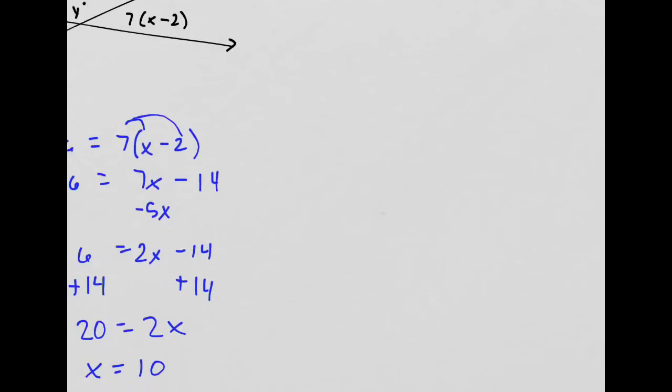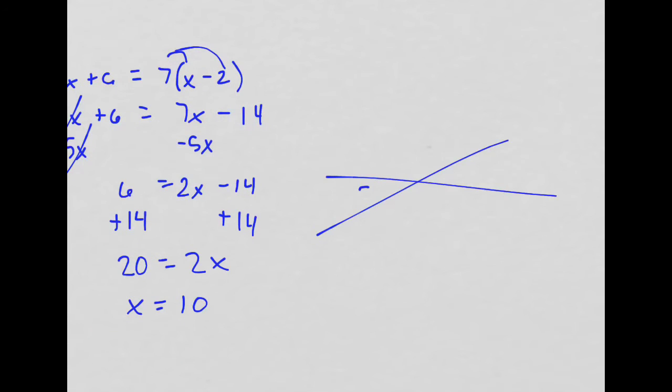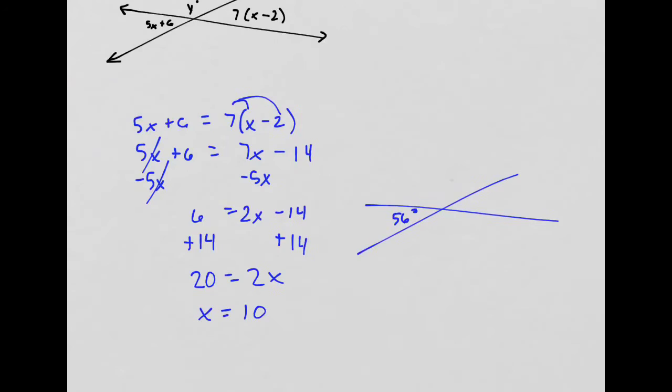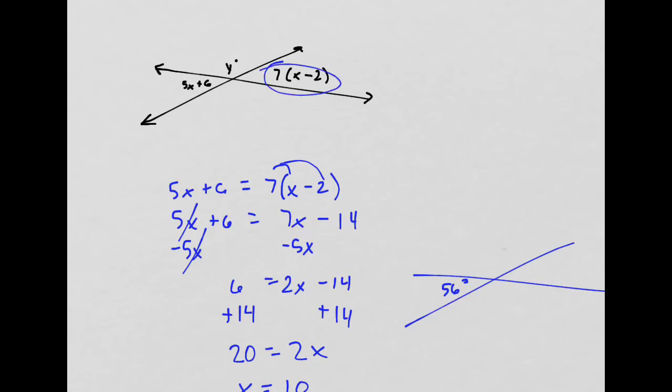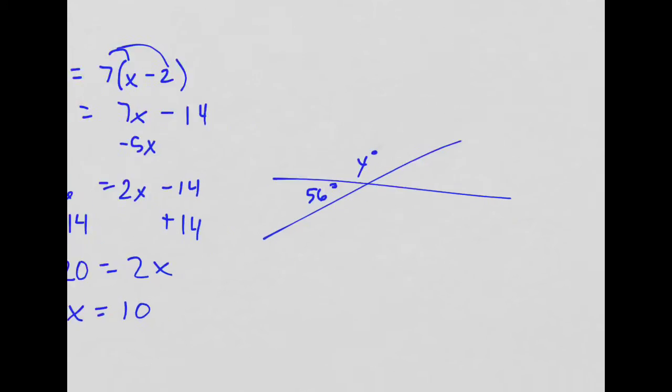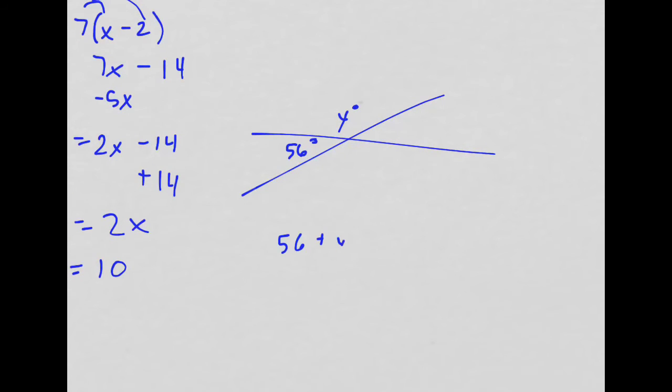So I'm going to draw a new picture. So I know that this is 56 degrees. How did I get that? I plugged in 10 here, right? Hopefully that works out. Remember, x is not the degree measure. It's just part of what makes up the degree measure. So we got to 56. We have a y, and I know that this has to be 180 degrees. So I have 56 plus y equals 180, and then I can find y, so minus 56, minus 56, and then I get y. I know what it is, it's 124. And that's it, I'm done.